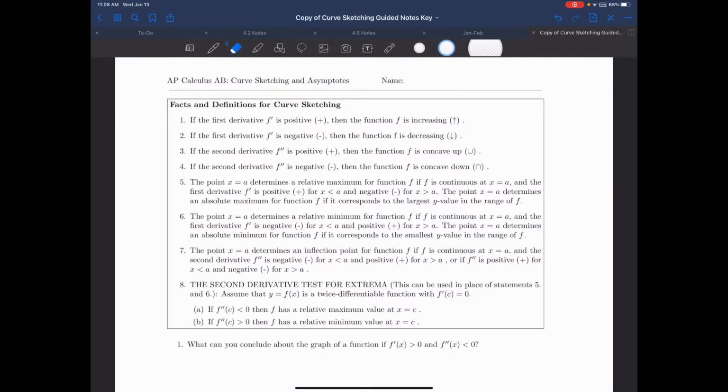All right, today we are looking at curve sketching. Curve sketching is an application of the first and second derivative tests. And what you have here in the box says facts and definitions for curve sketching.